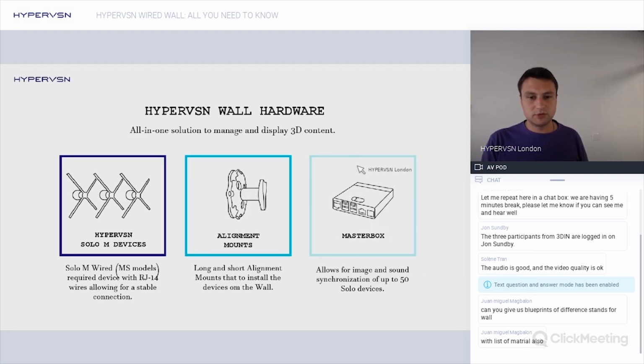Then the third component is the Masterbox. Masterbox is the computer which gives the proper signal for the synchronization. Masterbox can also be used for sound synchronization with the devices. You can connect up to 50 devices to one Masterbox. This is the optimal quantity of devices. Technically you can use more devices, but the optimal operation is achieved when there are only 50 devices for one Masterbox.